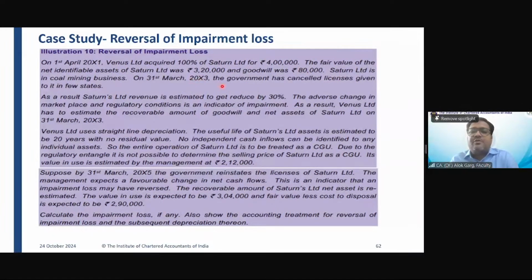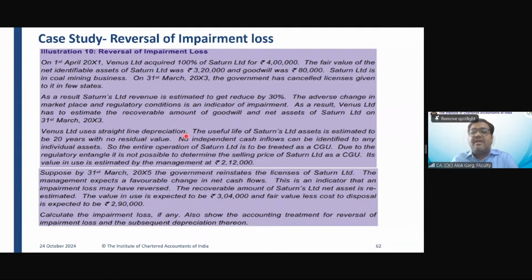Saturn is into coal mining business. On 31st March 2003, the government has cancelled the licenses given to it in few states. Indicator of impairment. There is an adverse economic environment, legal environment. As a result, Saturn revenue is estimated to get reduced by 30%. The adverse change in the marketplace and the regulatory condition is an indicator of impairment. As a result, Venus has to estimate the recoverable amount of goodwill and the net assets of Saturn Limited as on 31st March 2003.